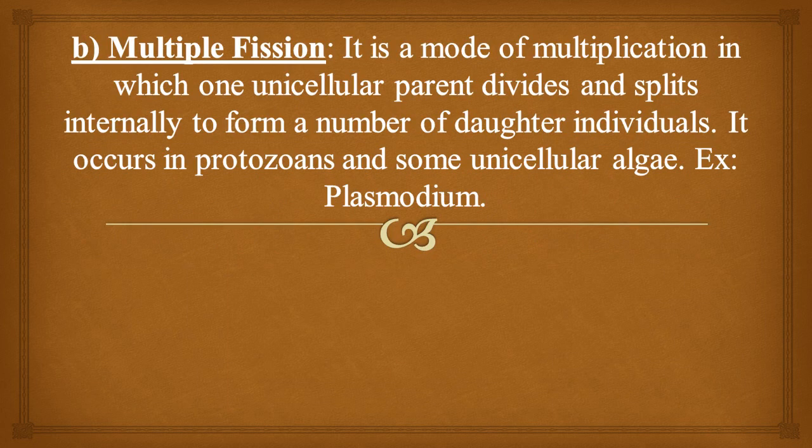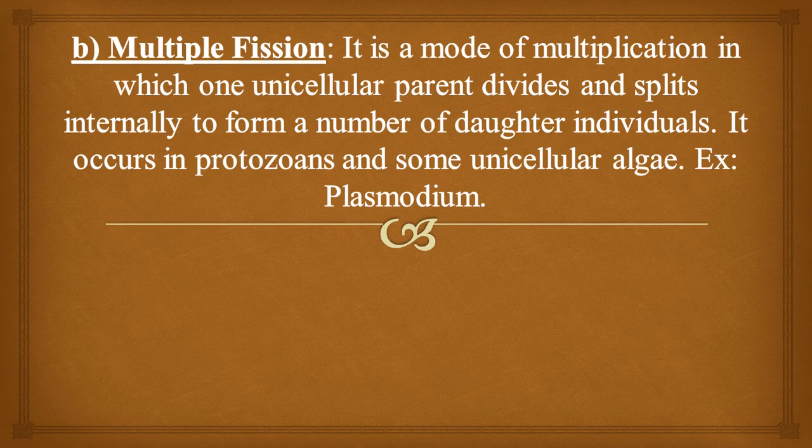Next, we have another mode of reproduction known as multiple fission. In multiple fission, the parent divides and splits internally to form a number of daughter individuals. Thereby, it forms a surrounding layer known as a cyst. The cyst acts as a protective layer around the number of individuals that are formed. Multiple fission occurs in protozoans and certain unicellular algae.